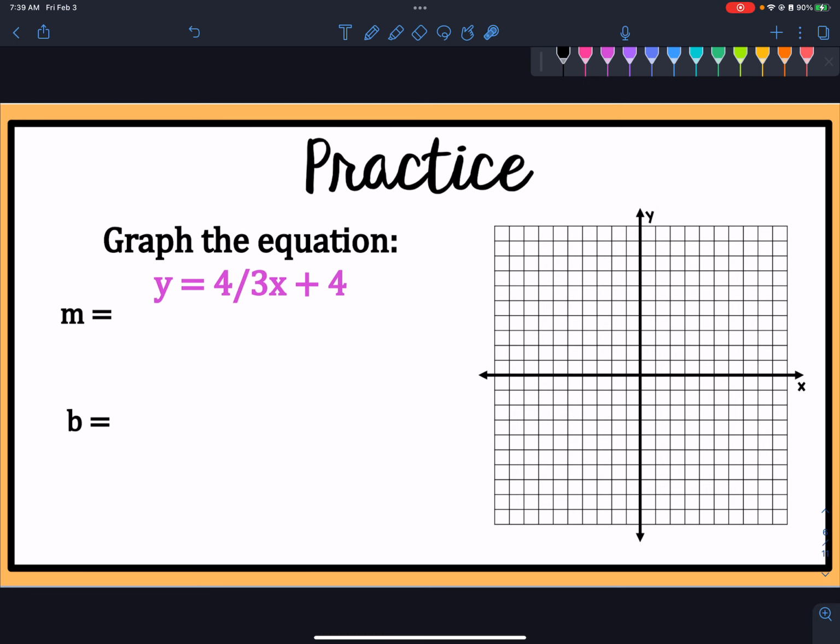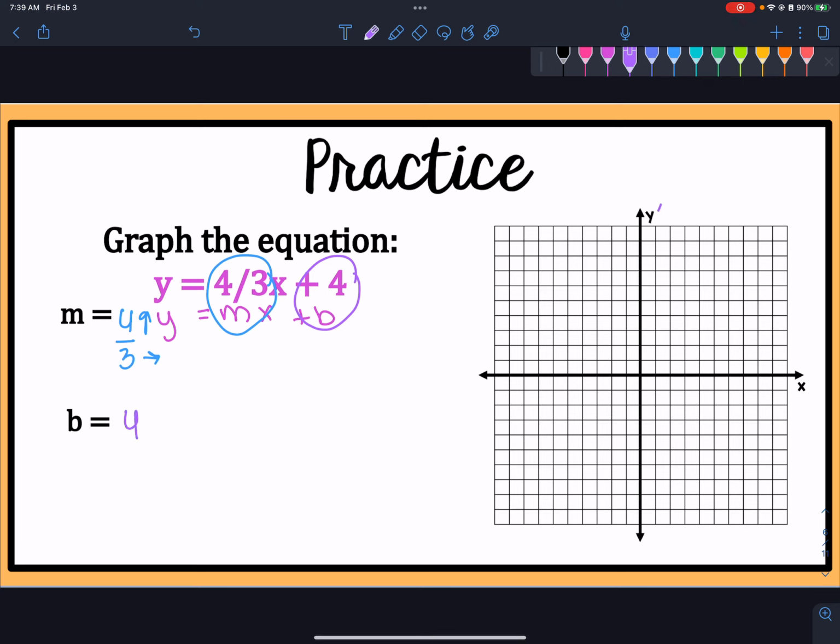Okay, let's try this one. Again, I have y = mx + b. Our slope is a fraction, so we have 4/3. Again, still positive. So 4 is up, 3 is right. And we have a b value, which is positive 4.